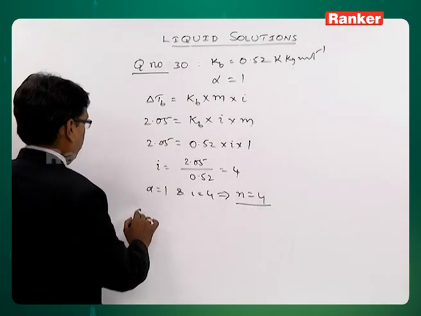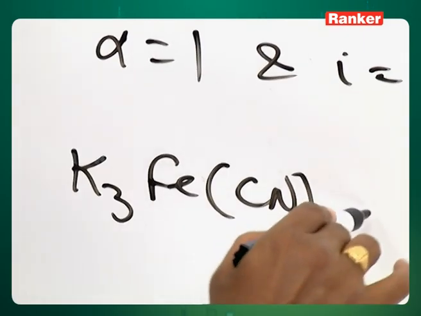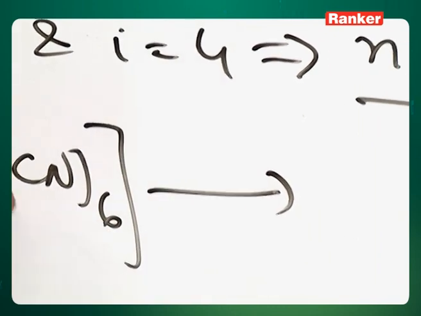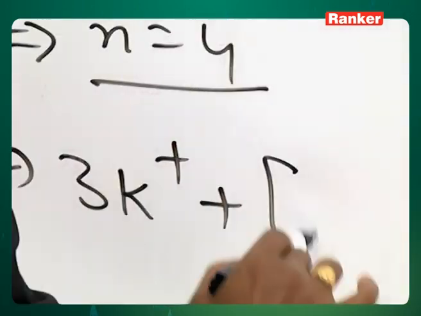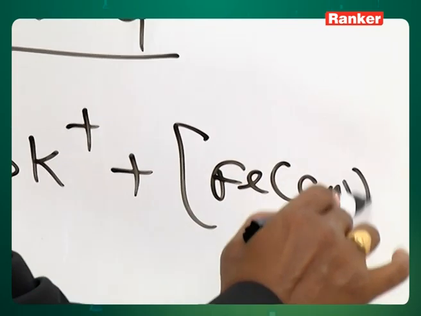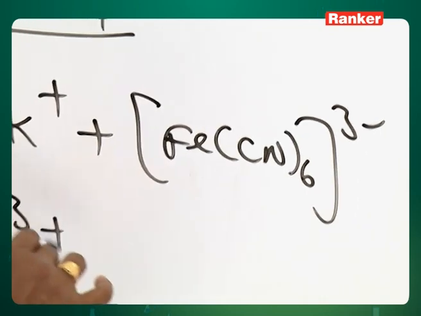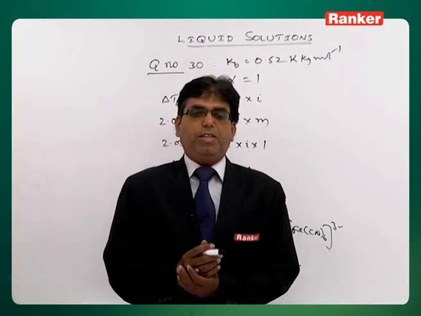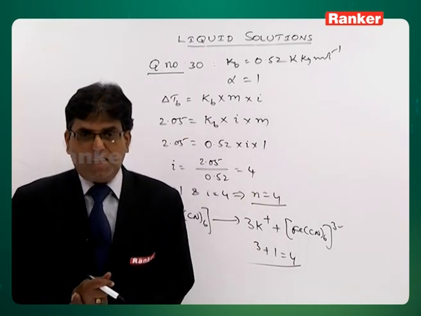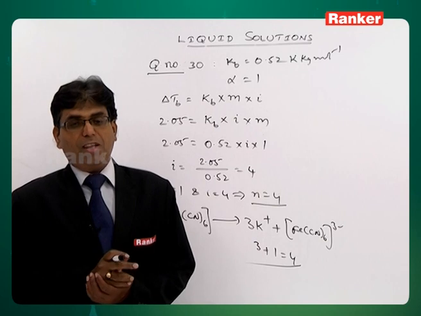So, the answer must be K3Fe(CN)6. K3Fe(CN)6 will give you 3K+ and 1 complex ion, Fe(CN)6 3-. So, this is 3 plus 1, that is 4 ions, whereas if you take option A, you will get 4 ferric ions and 3 ferrocyanide ions. So, it will be a total of 7.